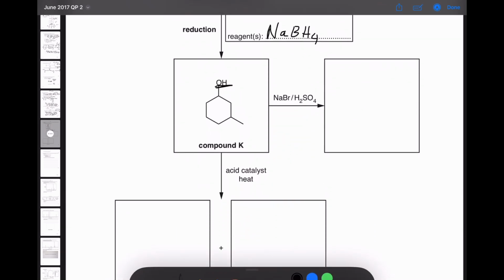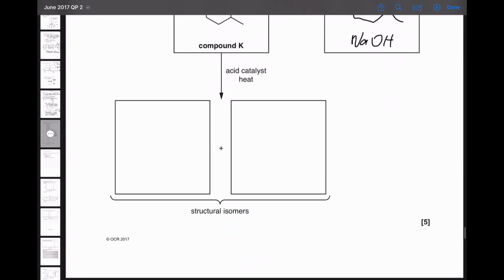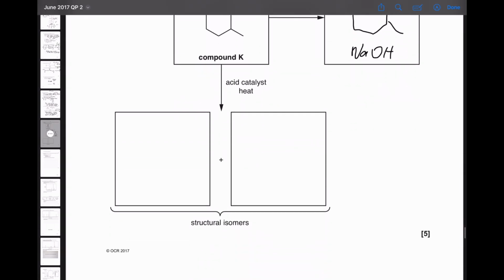What do we get when we react it with sodium bromide and acid? Well, the acid's going to break down the OH group. It's going to break down the bond between the OH and the carbon. And instead, we're going to get Br there, and that's going to become bromine. And we're going to get NaOH as our other product. You don't need to write that in, I was just explaining it.